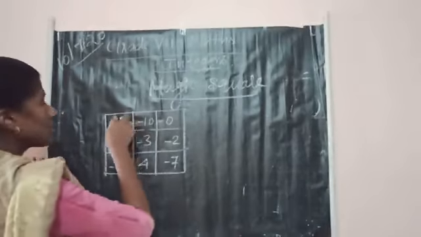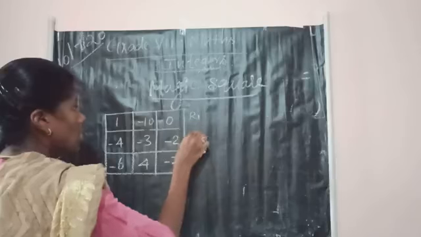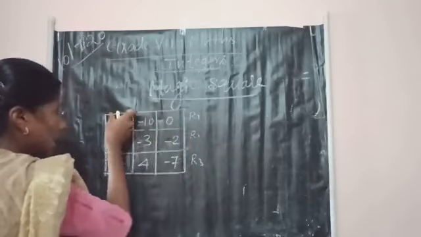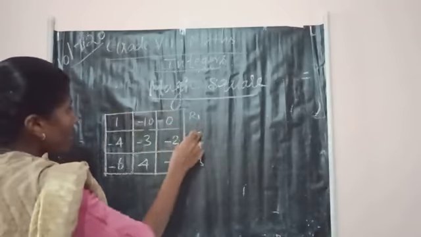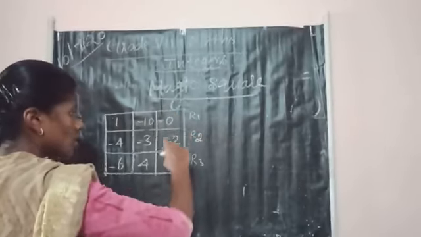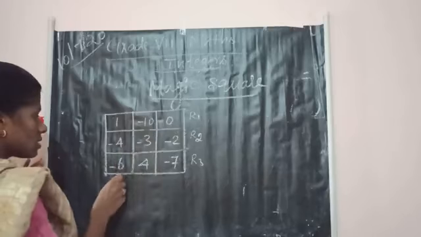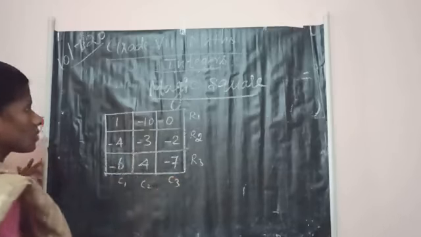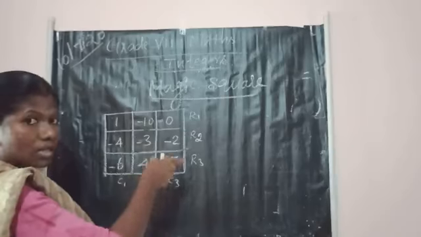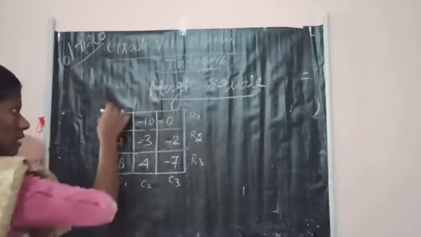These are the rows, R1, R2, R3. How many rows? 1, 2, 3: first row, second row, and third row. And these are the columns 1, 2, 3, that is C1, C2, C3. This horizontal line we call a row, and this vertical line we call a column. And these are the diagonals.